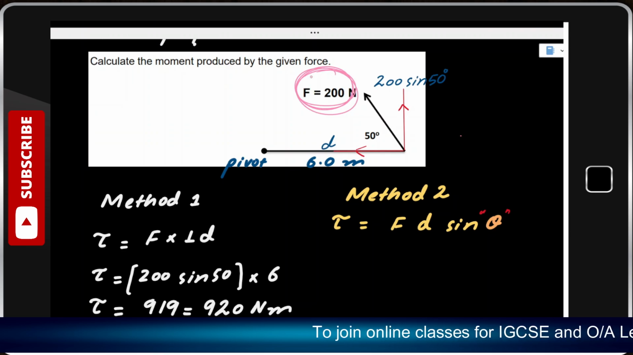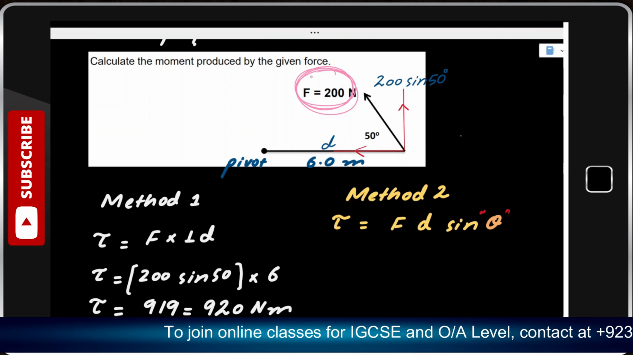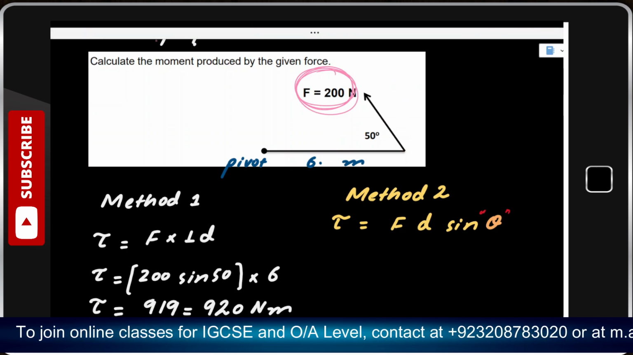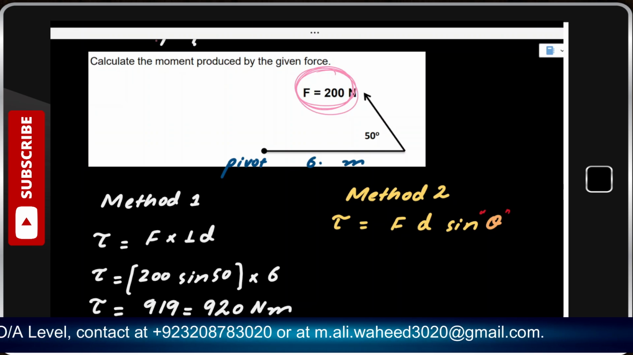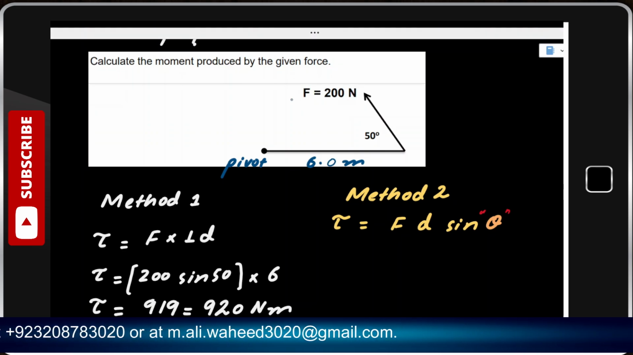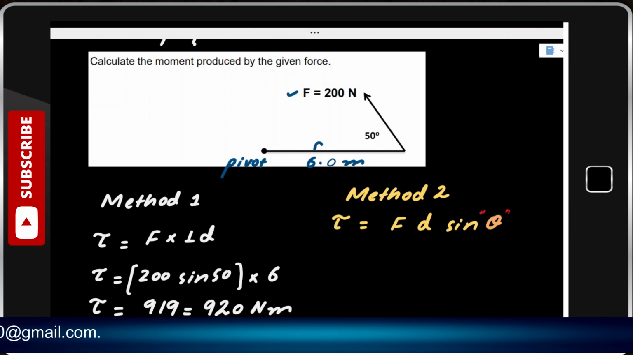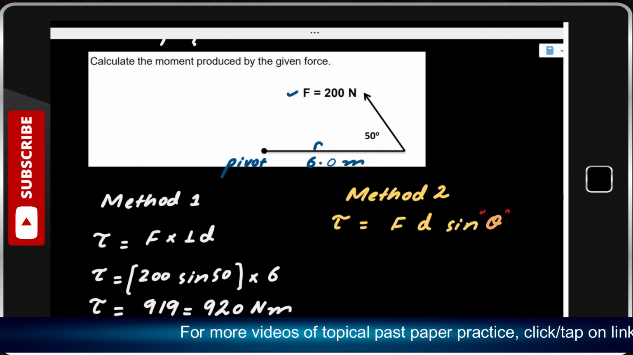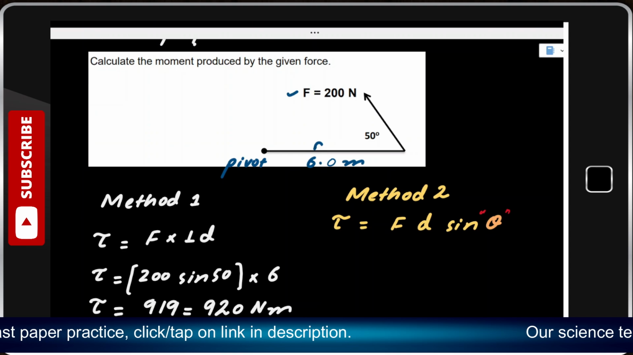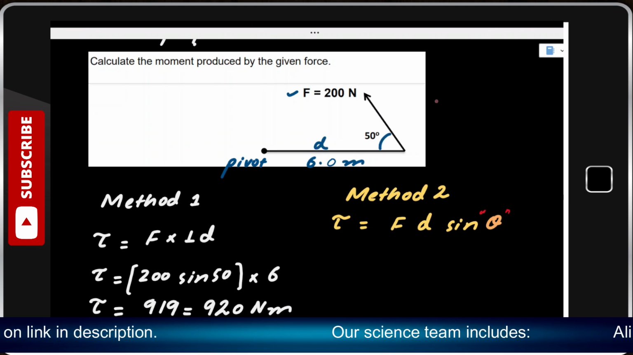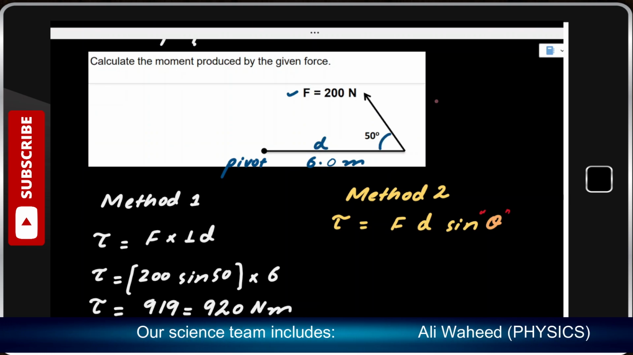And matter of fact, I should even erase the components. So for this method, all you have is the force and the distance. And this is the distance. So is this angle 50? Is this the angle between the force and the distance? And the answer to that is yes. This angle is between the force and the distance. We can see it for ourselves. The angle is between the force and the distance directly.